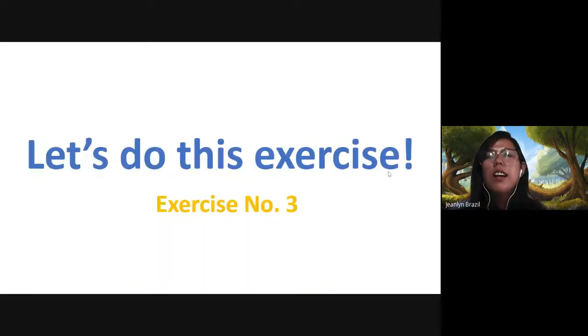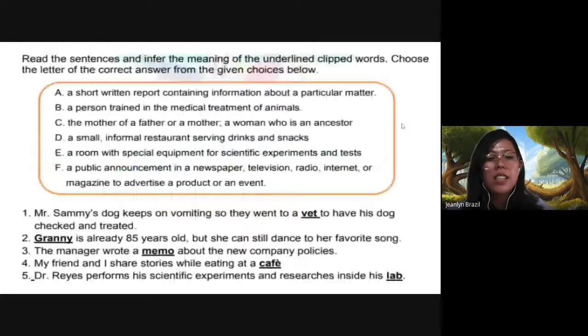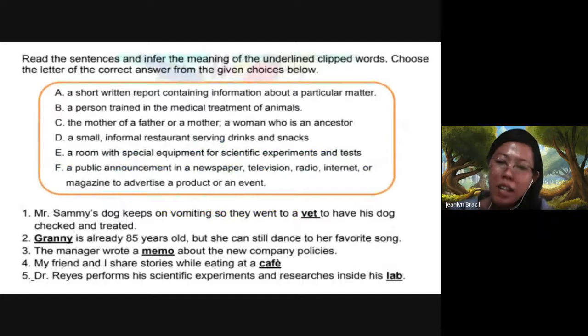So now let's do the third exercise. Okay, before you have your quiz or I mean your assessment, let's have this exercise. So who wants to read the direction for this one? We have Ava.